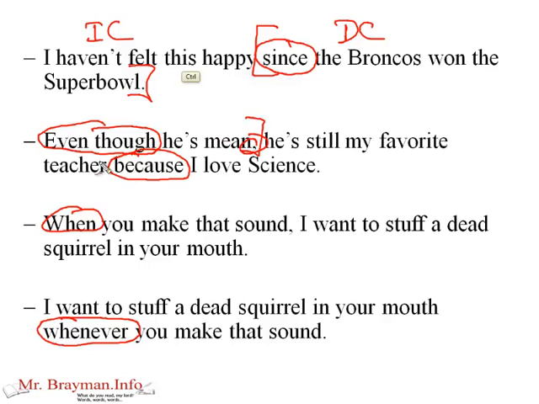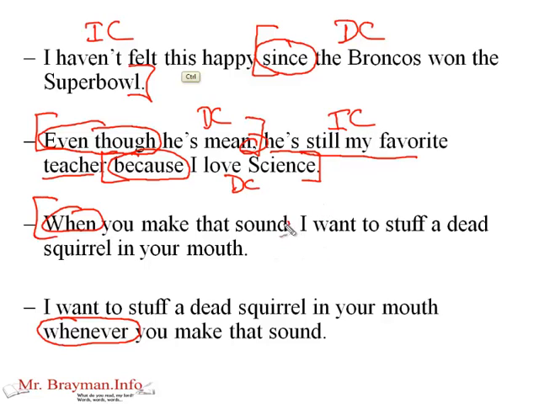Comma. Yes, the beautiful comma at the end of the dependent clause. Here it is. Even though he's mean, he's still my favorite teacher. There's an independent clause. Because I love science. Here's another dependent clause. Okay, you can have two dependent clauses in a sentence. Right, comma, ding. English teachers are happy. I want to stuff a dead squirrel in your mouth. There's the independent clause. When you make that sound, or when you give me grammar lessons.